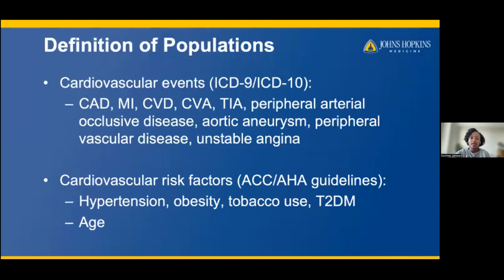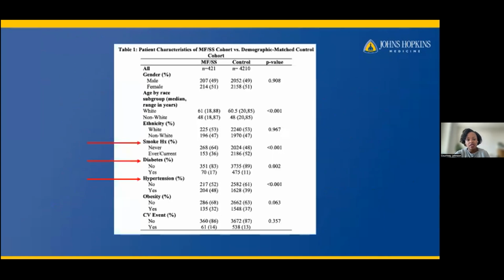We defined our cardiovascular events and our risk factors as above, using the American Heart Association guidelines. And in our cohort, we found that there was a significant number of patients in our mycosis fungoides population who were not smokers and did not have diabetes, and the majority of our patients also didn't have as high a rate of hypertension as our control population.